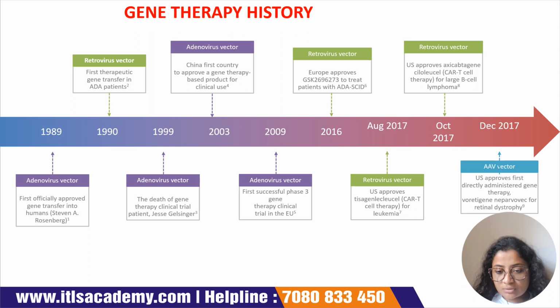And then in December 2017, again using an AAV vector. AAV stands for adeno-associated virus vector. So there the US approves the first directly administered gene therapy, voretigene neparvovec, for retinal dystrophy. Retinal dystrophy is a condition where the cells or the tissues of the retina gradually start to be decomposed, or start to be degraded. So that is retinal atrophy.